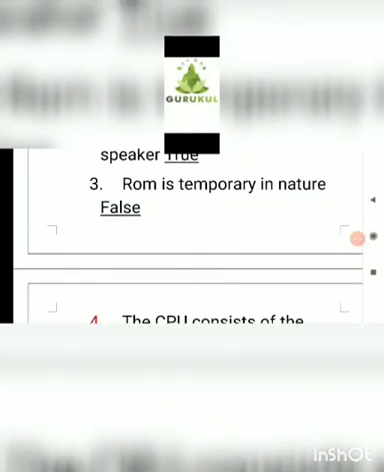ROM is temporary in nature. The answer will be false. Why? Whatever the things that we are saving in a ROM, it is permanently being saved for future use.